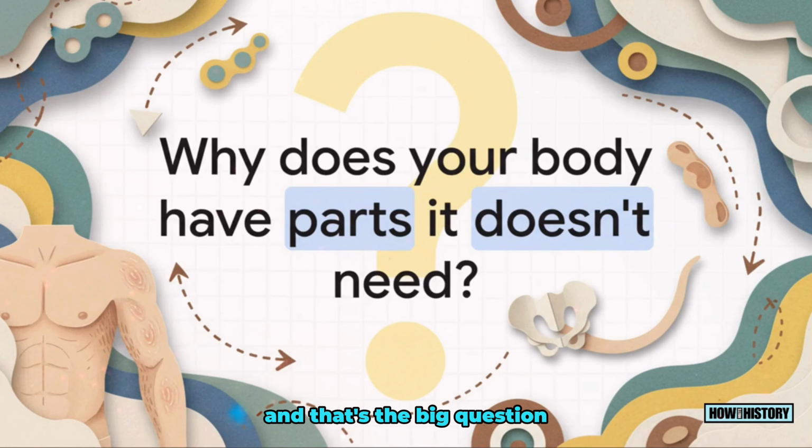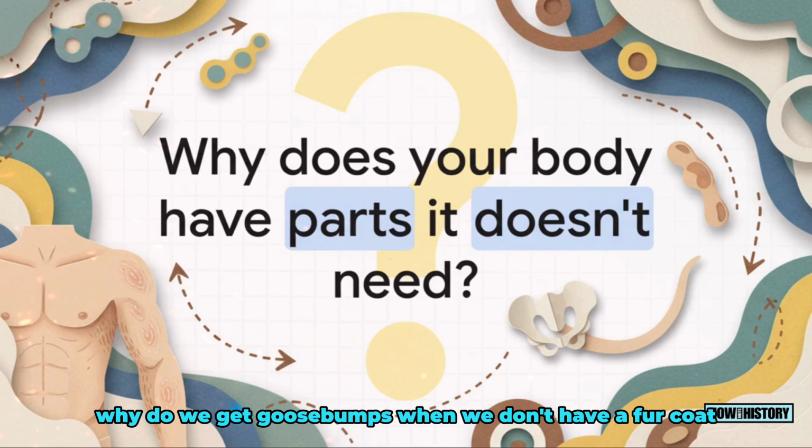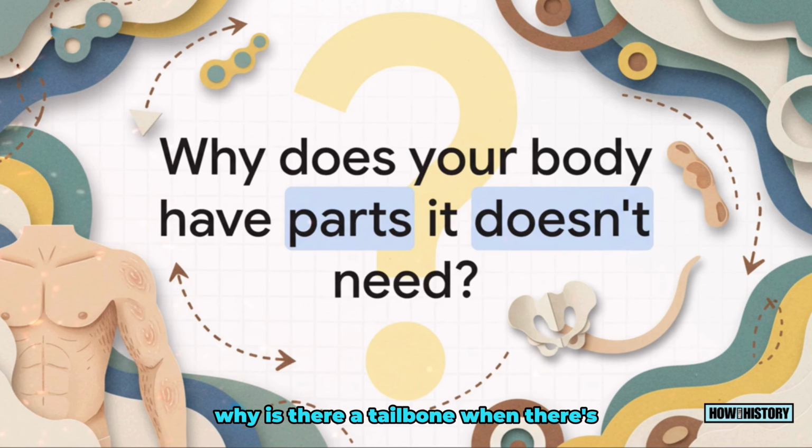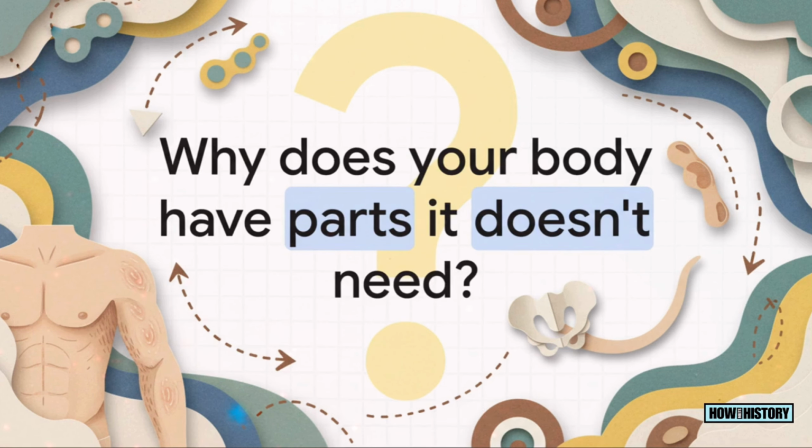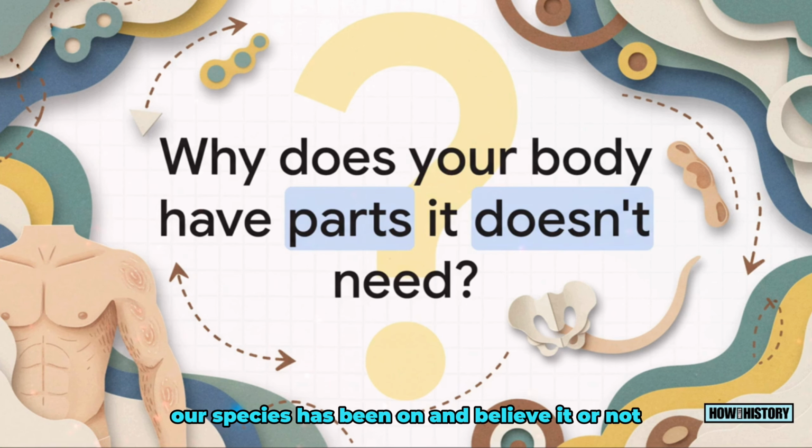And that's the big question, isn't it? Why do we get goosebumps when we don't have a fur coat? Why is there a tailbone when there's no tail? Well, here's the thing. These aren't design flaws. Not at all. They're actually clues. Each one tells a fascinating story about where we came from and the absolutely wild journey our species has been on.